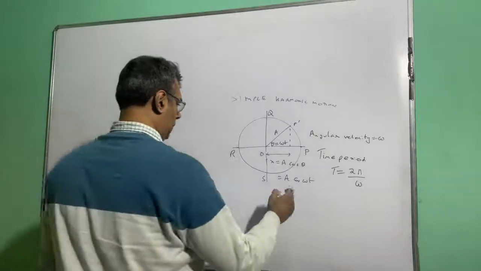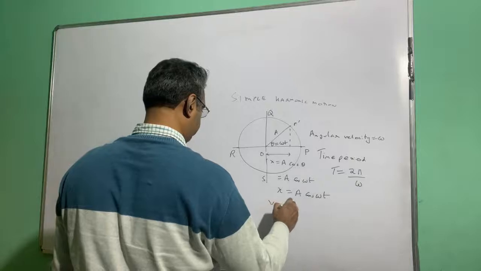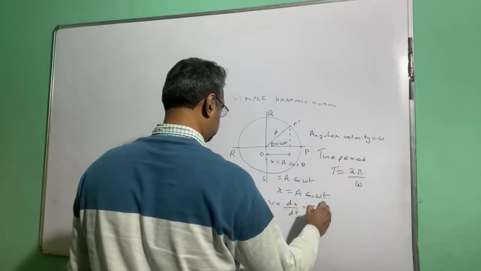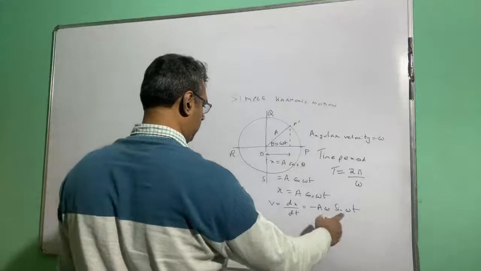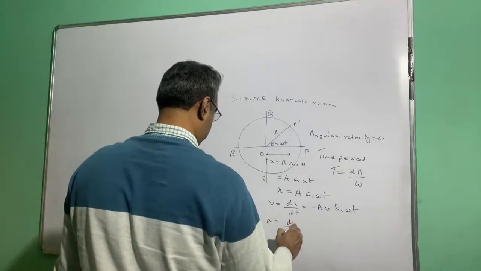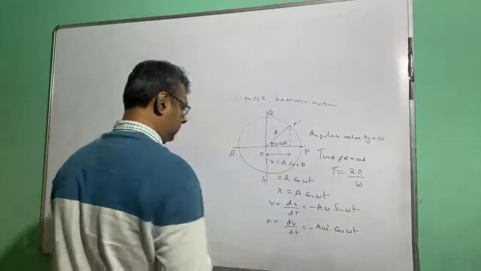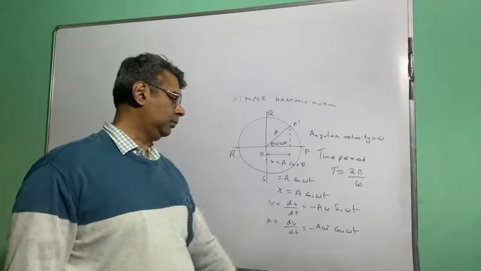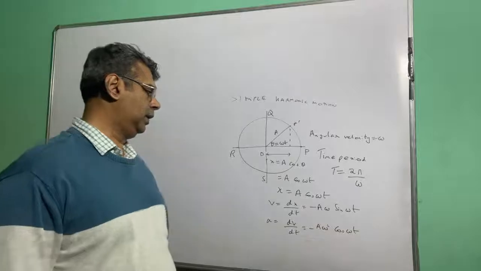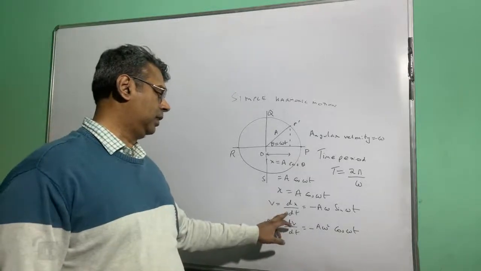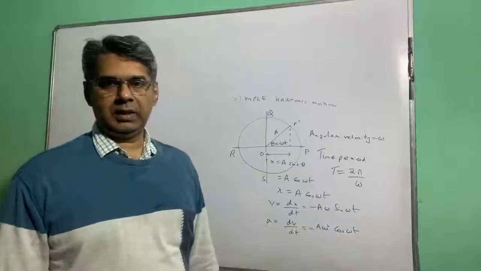Now x equal to a cos omega t. So velocity is dx by dt, which is minus a omega sine omega t, and acceleration is dv by dt, that is minus a omega square cos omega t. So x is a cos omega t, v is minus a omega sine omega t, because v is the derivative of x, and acceleration is dv by dt, so the derivative of velocity, so minus a omega square cos omega t.